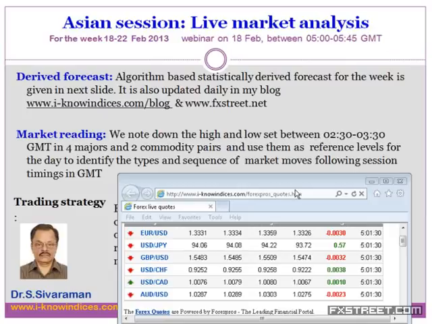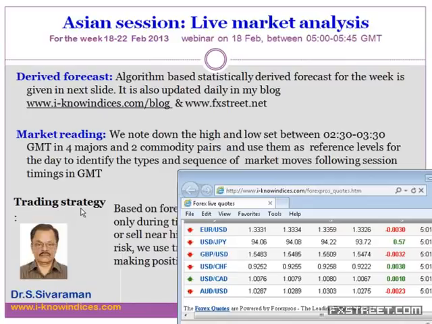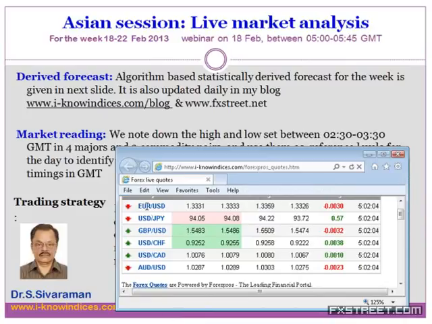So we will be reviewing the market using the live market code page, and you can follow the expected market moves which are derived using the statistical algorithm. Also I'll explain to you, based on the market reading technique, what are the possible moves in this particular market in this particular week. Besides, I'll also explain to you the trading strategy which is vital in order to limit the risk and maximize the profit.